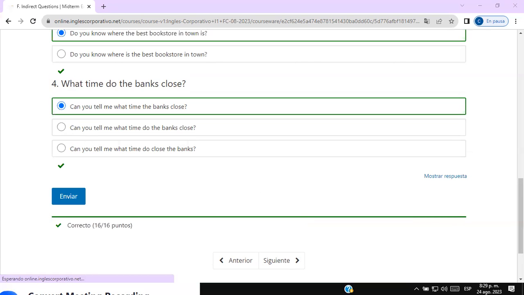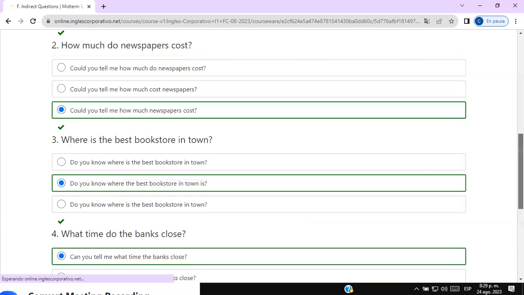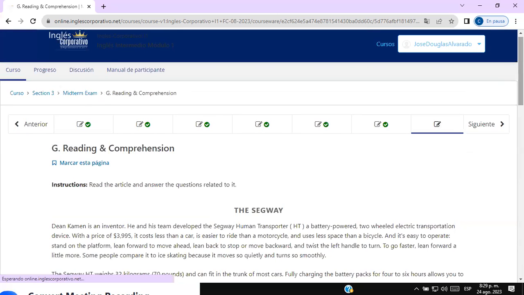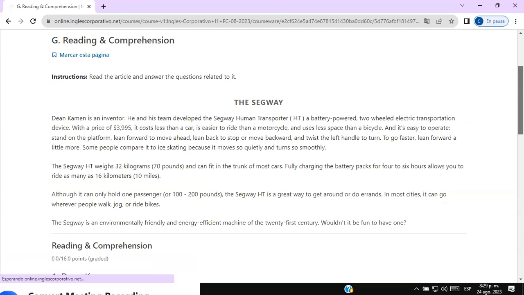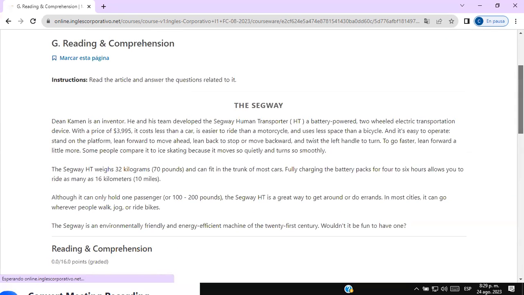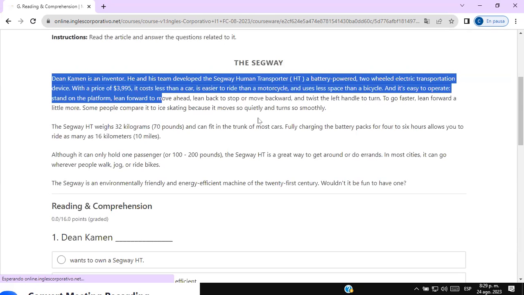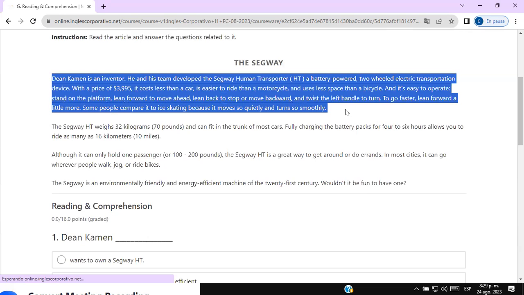Okay. And let's move to the next section, the last one. Reading comprehension. It says, instructions: read the article and answer the questions related to it. Okay, Carlos, go with the first paragraph, please. And the rest of you, pay attention and take notes. The Seaway.